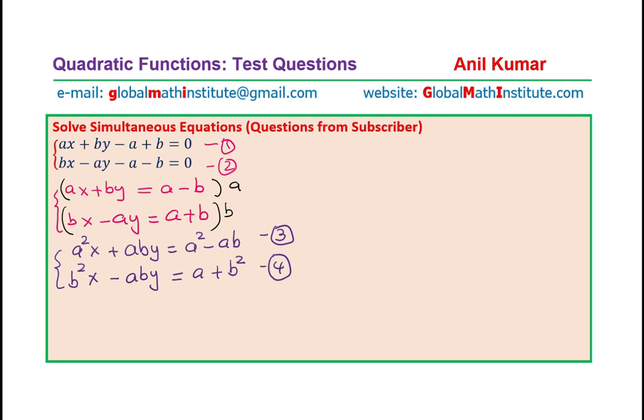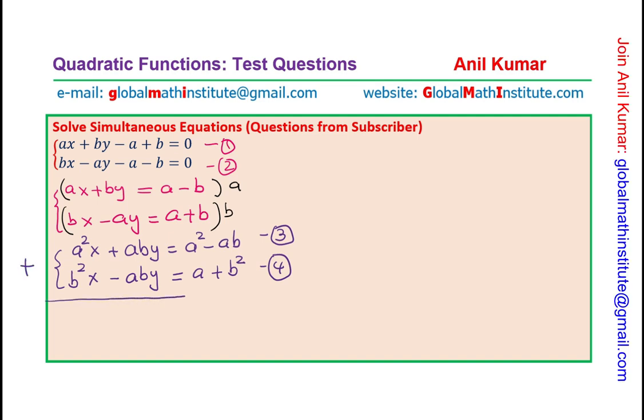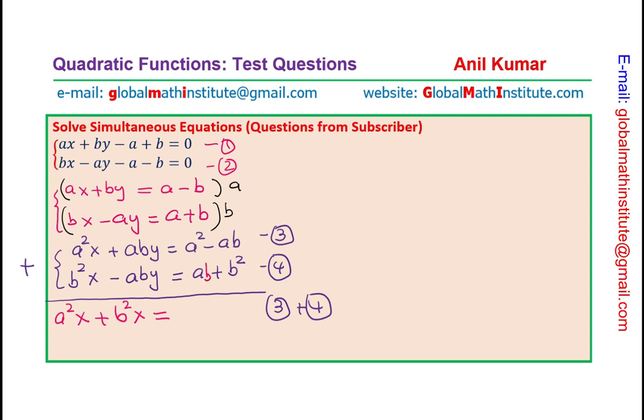Now clearly we can add the two, right? So let's add them up, equation 3 plus equation 4. As soon as you add, the y terms get cancelled and you get what? You get a squared x plus b squared x equals, now this was ab, right? So ab cancels, and when you add it, you get a squared plus b squared.